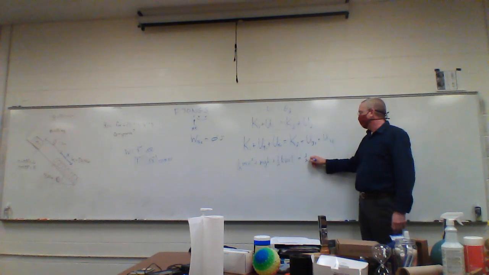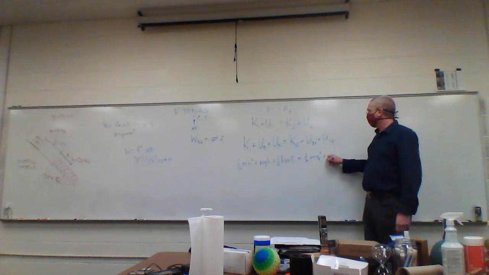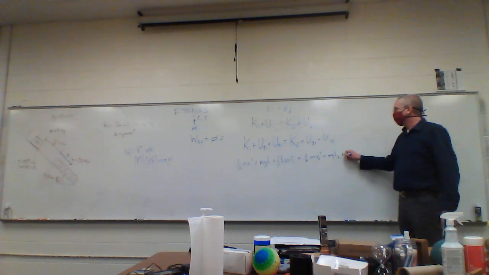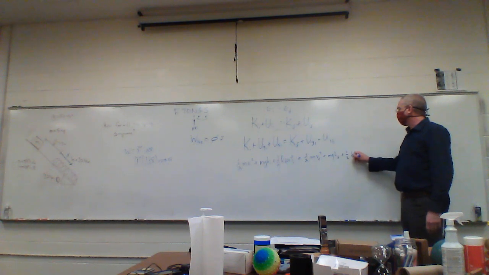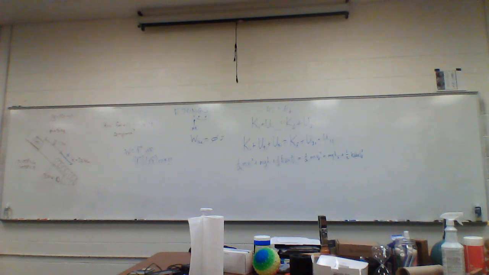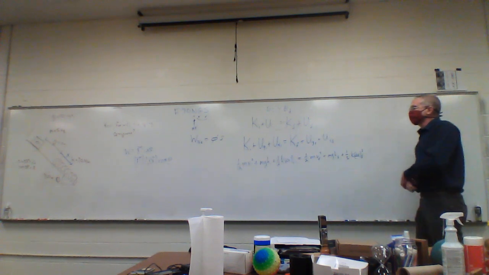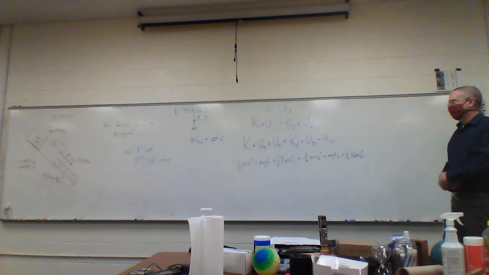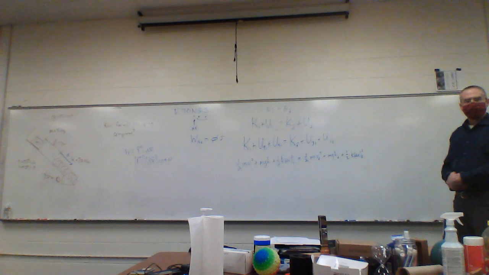So 1/2 mv final squared plus mgh final plus 1/2 k delta x final squared. And again, delta x versus x. Some books will just put in x, but it's the displacement, or how far the spring has been changed from its natural state. And the constants cancel out in this case, right? So we don't use them? Correct. Okay.